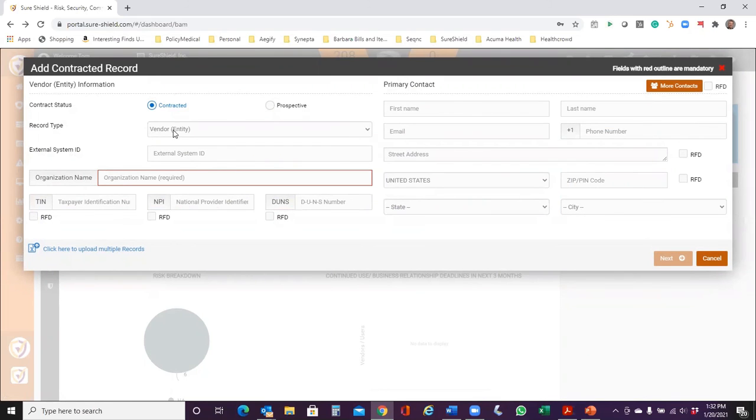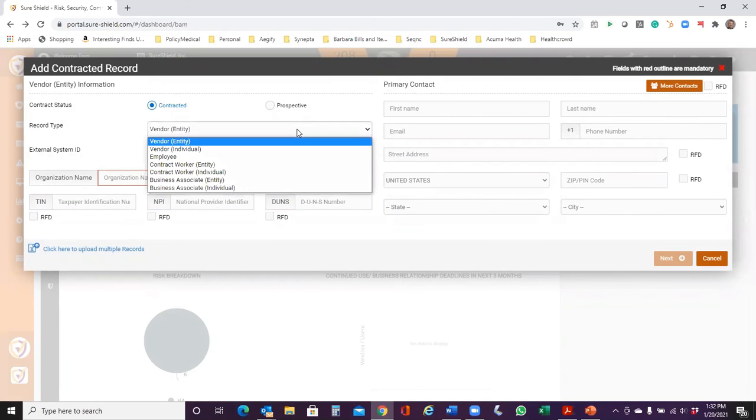I can indicate, for instance, what is it that I'm checking against? Is it a contract worker? Is it an employee? Is it a vendor? Is it a vendor that's an entity, a vendor that's an individual, a BA? And again, I can even do this prospectively as well.